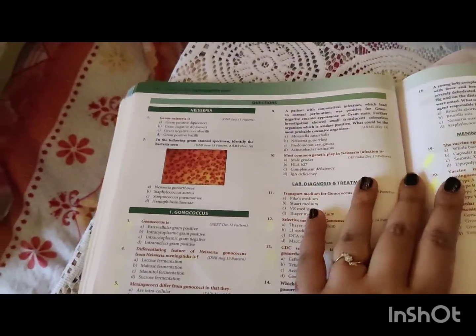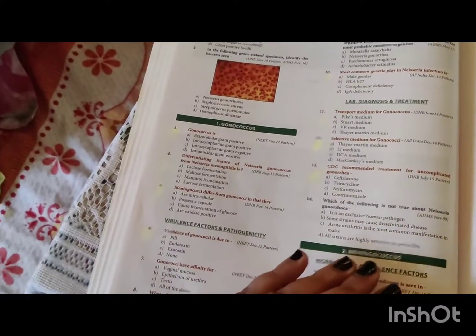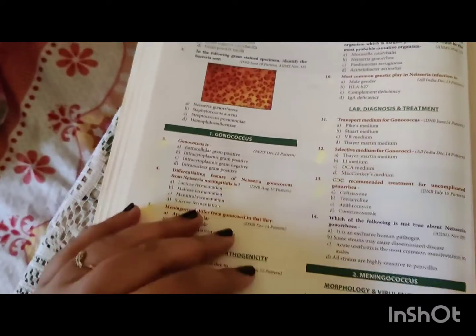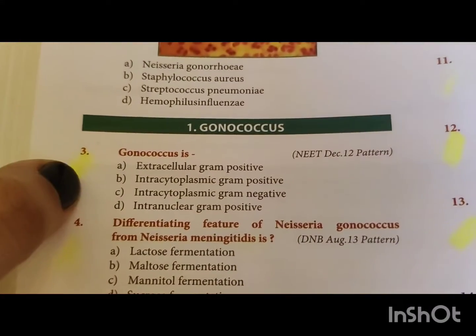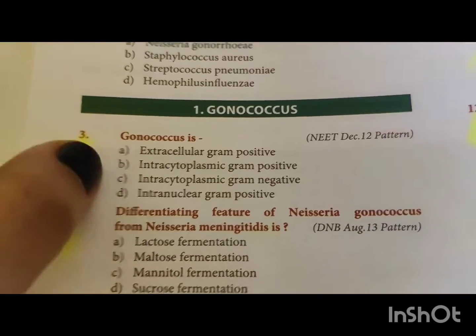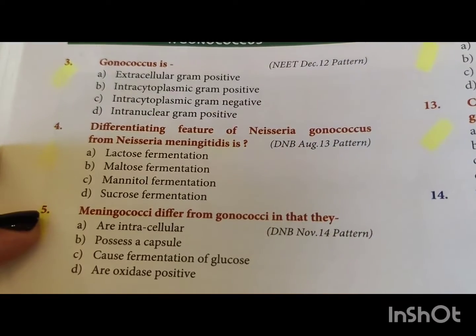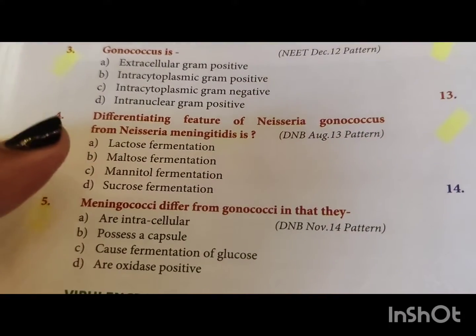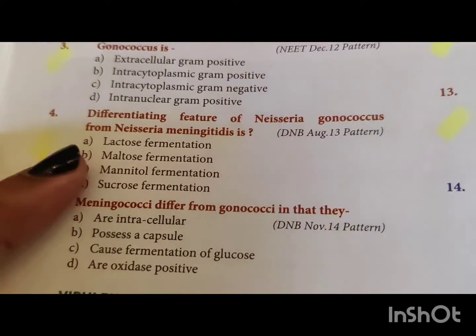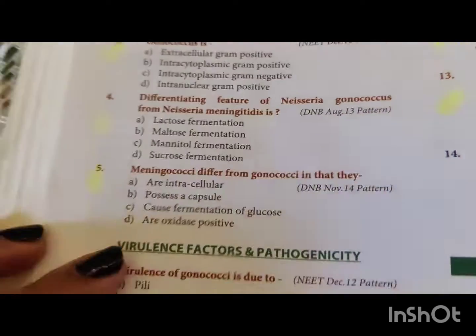Let's do some questions. I've marked the most important questions for this, and I will give you the answers and possible explanations. The first question: gonococcus is intracellular gram negative. The next question: the differentiating feature of Neisseria gonorrhoeae from Neisseria meningitidis is maltose fermentation.